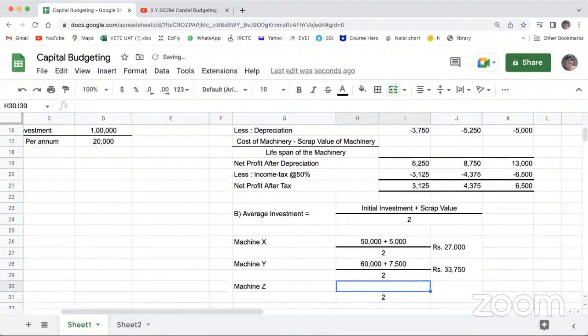Okay, now let's move. Machine Z. What is for machine Z? How much is the cost given for machine Z? 75,000. And what is the scrap value for this? 10,000. So what will be the average investment amount for this? How much will the average investment be? 75 plus 10 is 85,000. 85,000 divided by 2 is how much? It is coming as rupees 42,500.